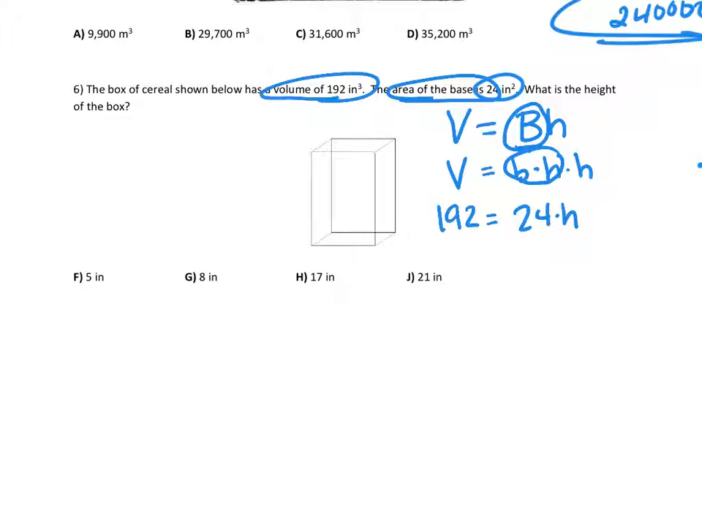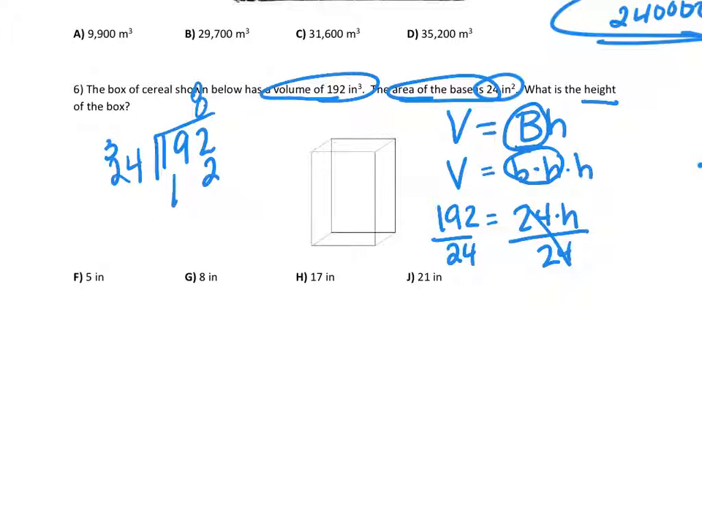So I'm looking for the height, I'm going to have to work backwards. Can I solve for h? 24 and h are multiplying, so the opposite of multiply is to divide. So I'm going to divide both sides by 24. So 192 divided by 24. I should get 8, maybe 8. 192, oh, sorry, 0. So that works out evenly. So h is equal to 8. So looking at that, we have G on number 6.